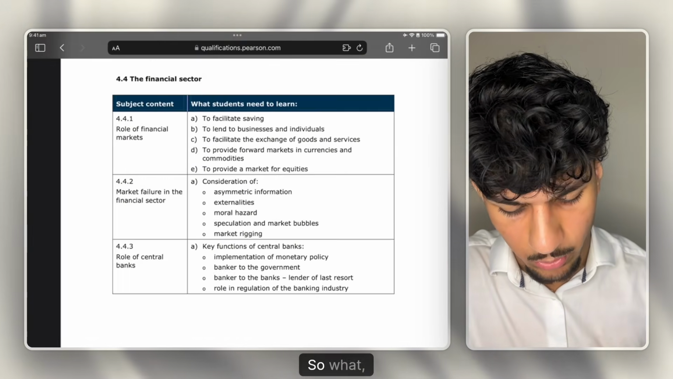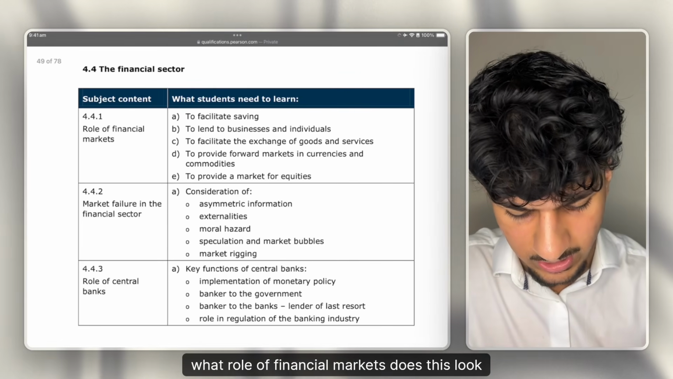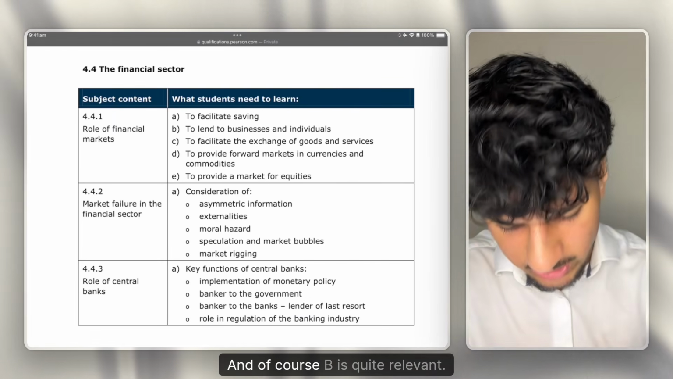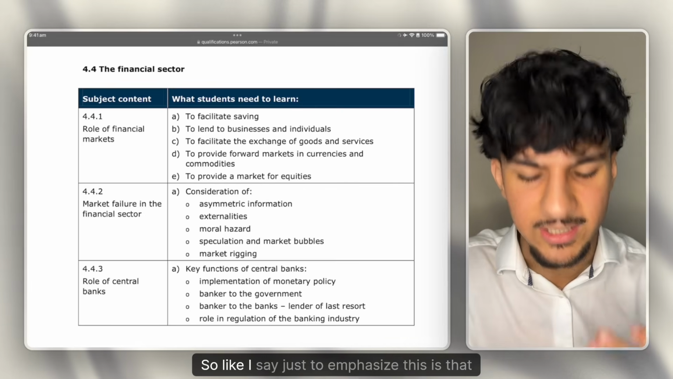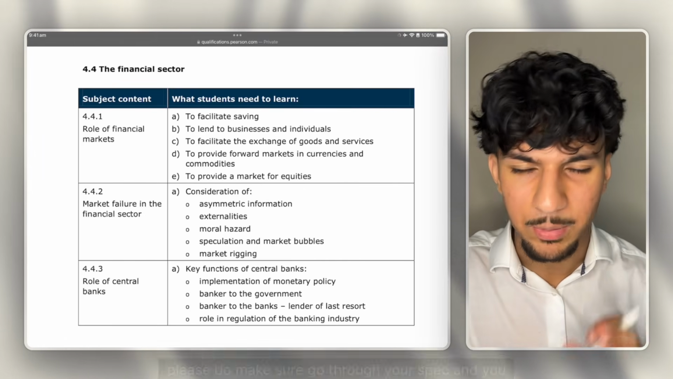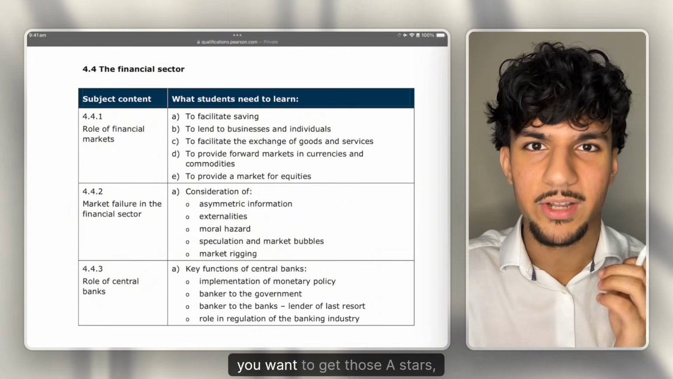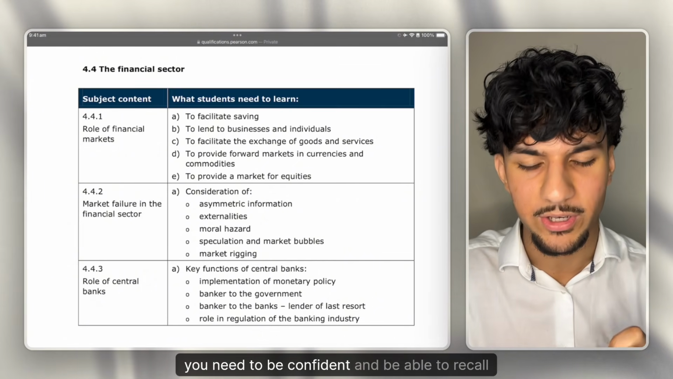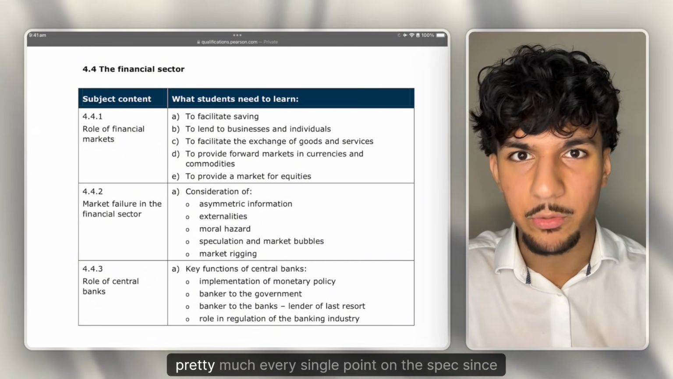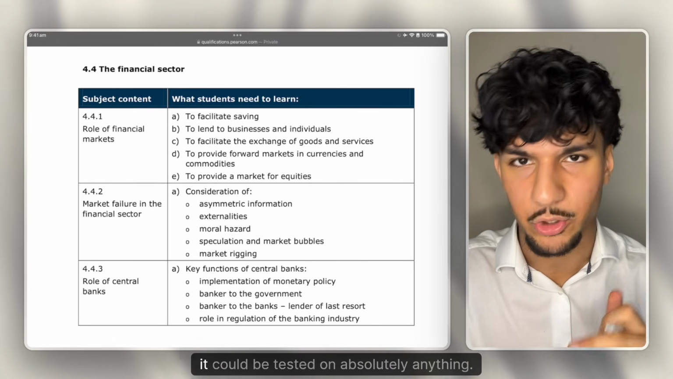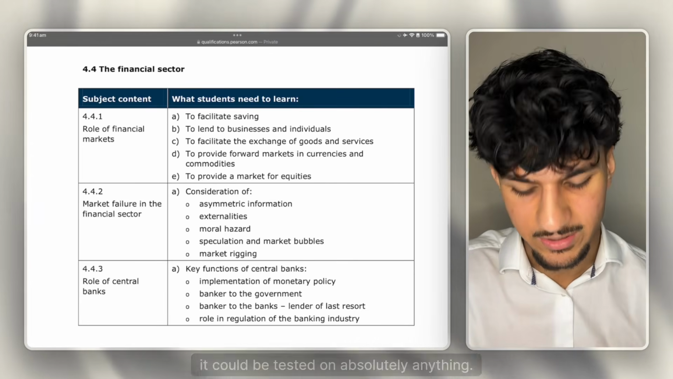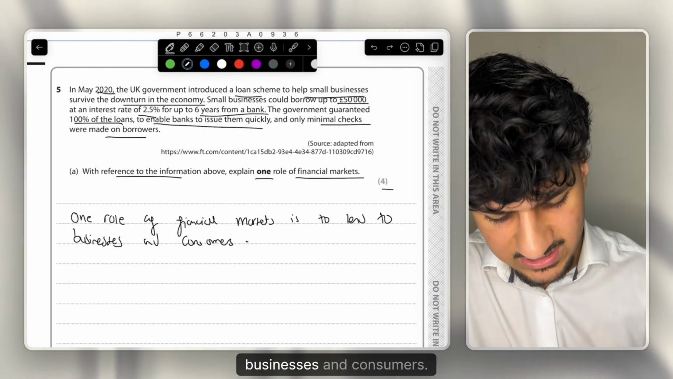So now, the question is asking us, with reference to the information, explain one role of financial markets. What role of financial markets does this look like? A, B, C, D, or E? And of course, B is quite relevant. Like I say, just to emphasise this, please do go through your spec. If you want to be confident and get those A stars, you need to be able to recall pretty much every single point on the spec, since it could be tested on absolutely anything. So one role of financial markets is to lend to businesses and consumers.